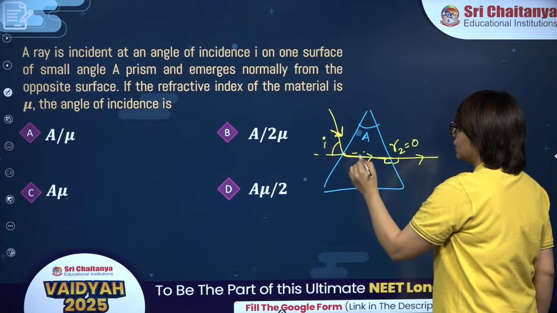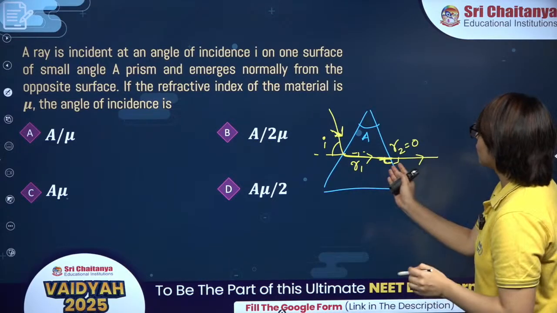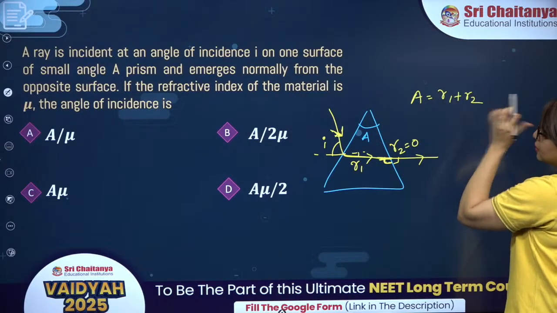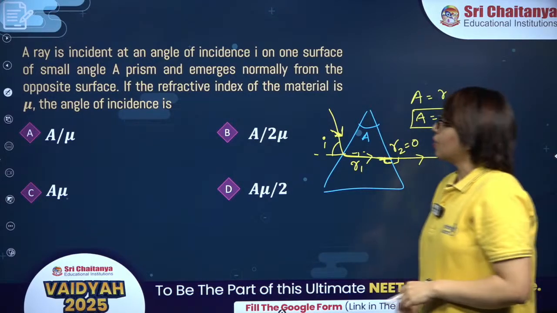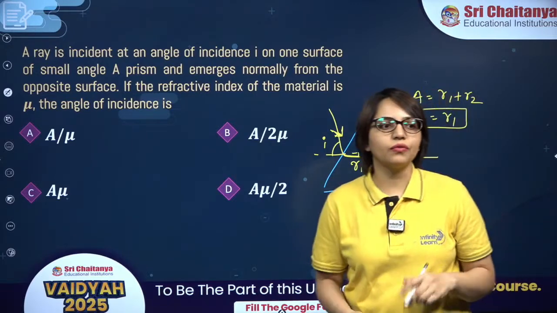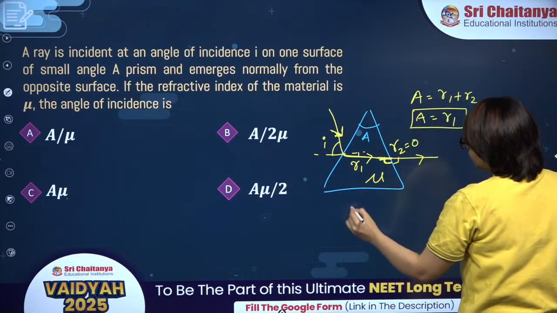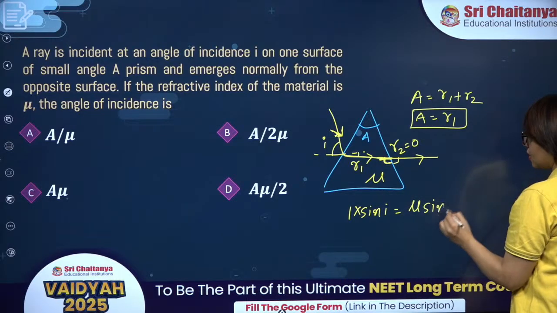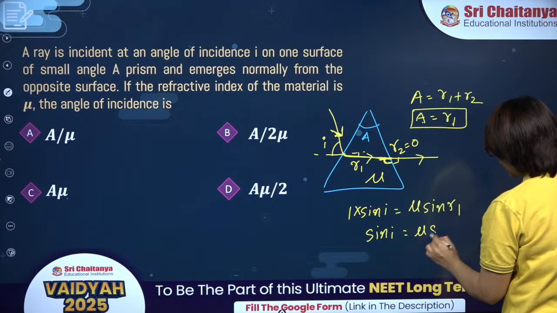This is I, this is R1 and this is R2, but R2 is 0 because it is going parallel to the normal. And in prism A is equal to R1 plus R2, right? So basically we have A is equal to R1, R2 angle is 0 over here. Now if the refractive index of the material is mu, then what is the angle of incidence in terms of A and mu? That you have to find. So apply laws of refraction over here. 1 into sin I is equal to mu into sin r1. But r1 is A, so you can write sin I is equal to mu sin A.